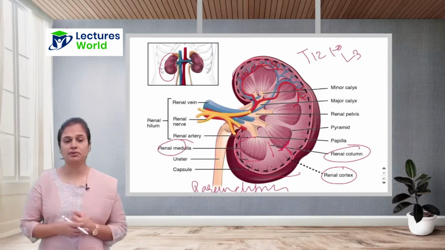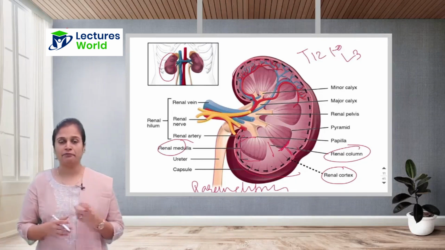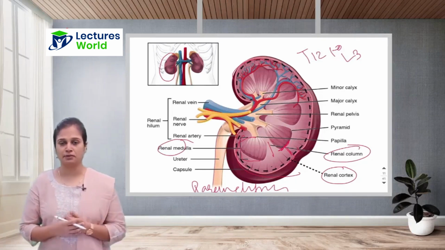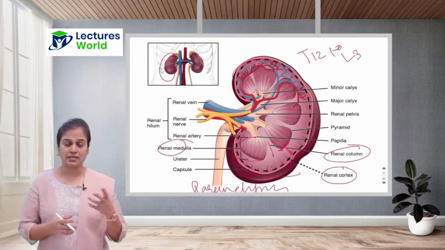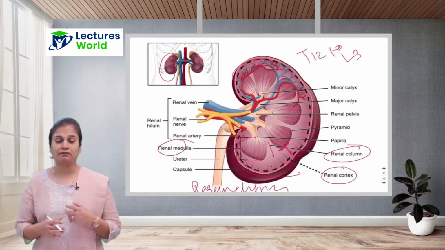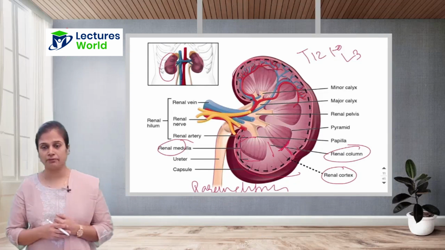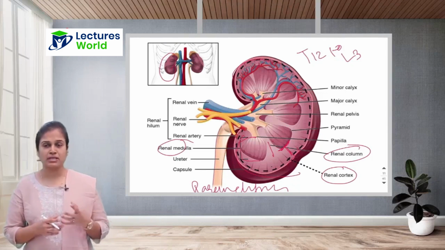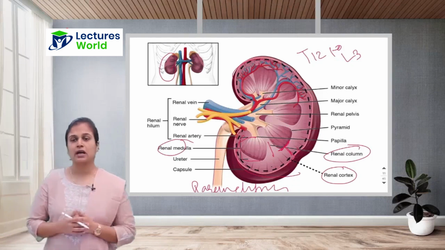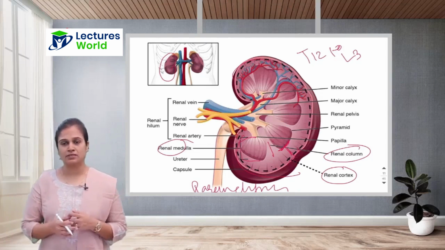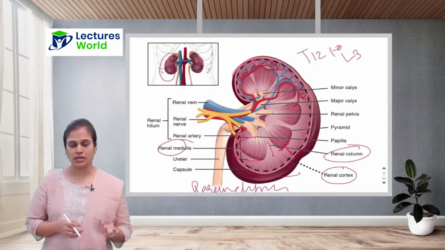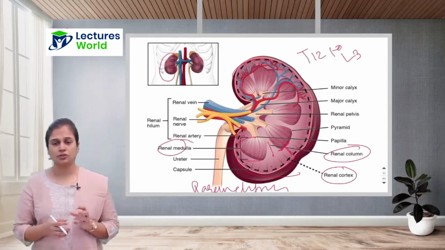Now the renal medulla has the nephron. Nephron is the basic functional unit of the kidney, which is 1 million in number, and the most important function of the nephron is to formulate the urine. These nephrons have two basic structures. First is the renal corpuscle and the second is the renal tubules.